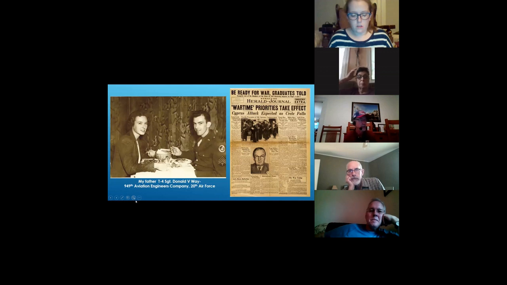So my father was in the 949th Engineering Company of the 20th Air Force, and he was stationed on Guam. He met my mother in college. They met at Syracuse University, and they got married 6 months before the war started. As you can see, the newspaper on the right shows a list of all the graduates from Syracuse, including both of my parents. And the headline is "Be Ready for War, Graduates Told."